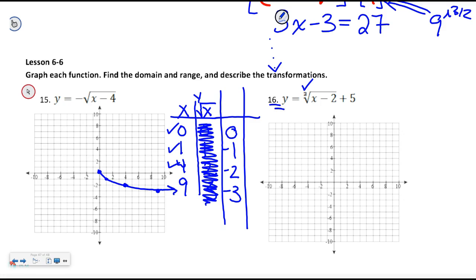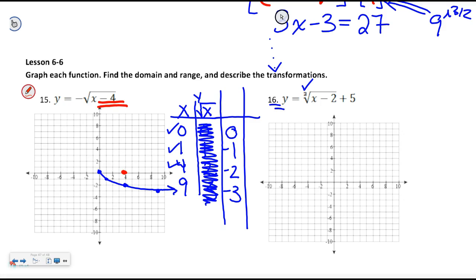That's not my answer. I'll do my answer in red. I took care of the parent function and I flipped it, but I still have to put what that minus 4 does. If it was outside of the root, it would move it 4 down. But remember, when it's in the root, it moves it 4 to the right.